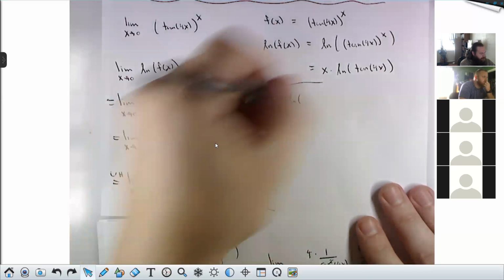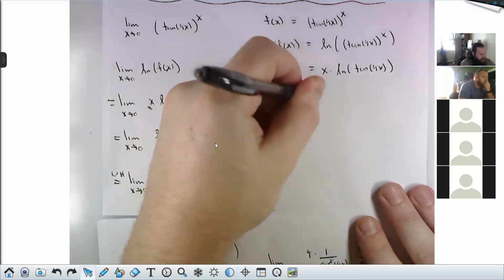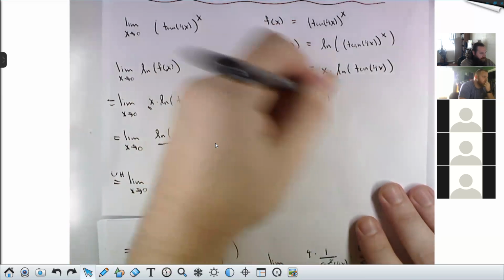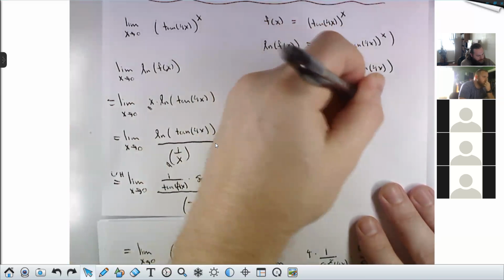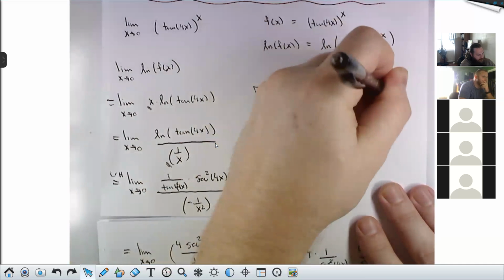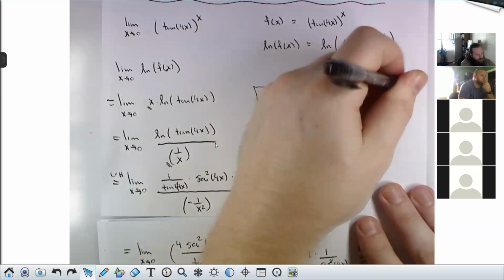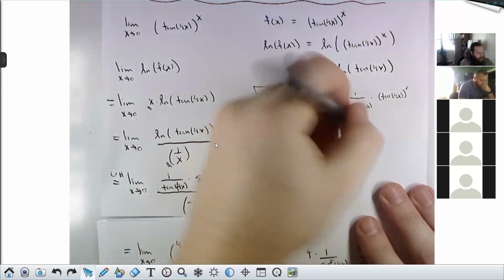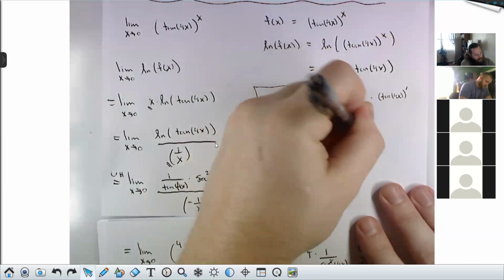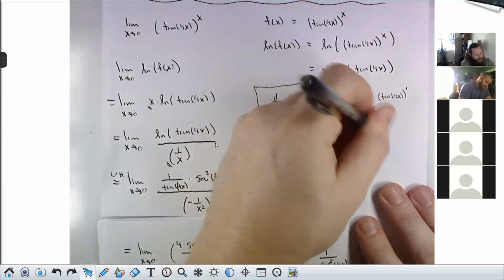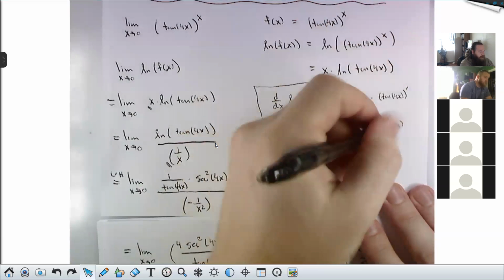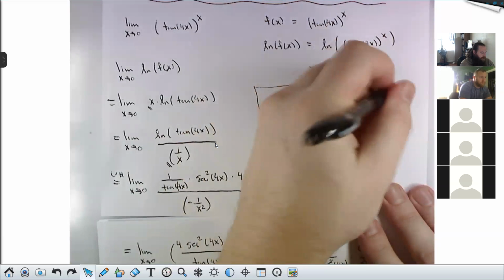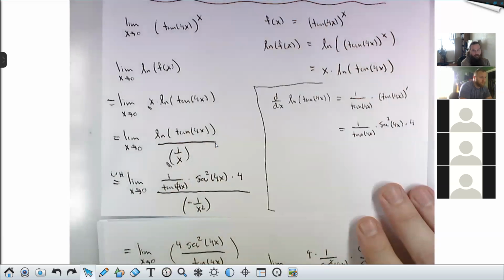So if I take the derivative of the top, just for completeness' sake here, the derivative of the natural log of tangent of 4x, that's 1 over the tangent of 4x times the derivative of tangent of 4x. That's how we differentiate the natural log function. And then the derivative of tangent 4x on its own is a chain rule thing. The derivative of tangent is secant squared, so secant squared of 4x. And then I need to multiply by the derivative of the inside here. The inside here is 4x, his derivative is 4. So that's where the derivative here is coming from.